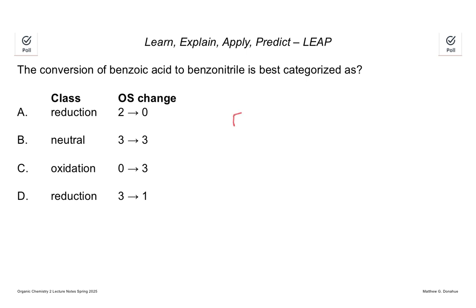So benzoic acid going to benzonitrile. What type of transformation do you think that is in terms of the class and then oxidation state change? So it's neutral, the number's staying the same. It's going from 3 and it's remaining at 3. So since these are both electron withdrawing groups, the directing ability is not changing.